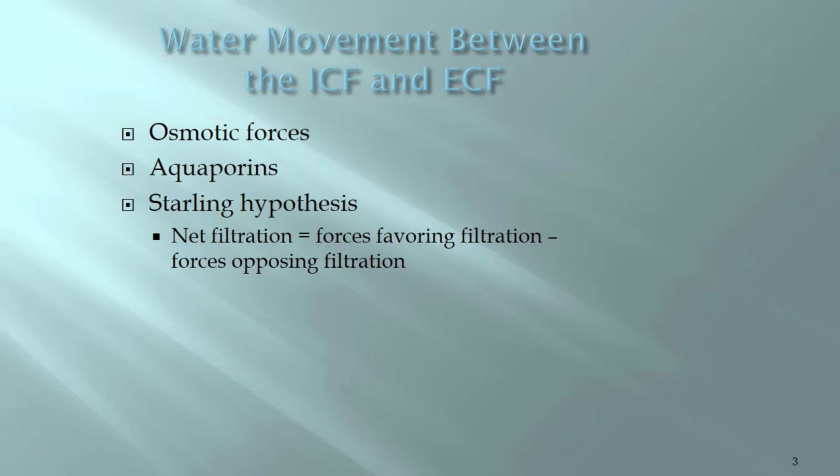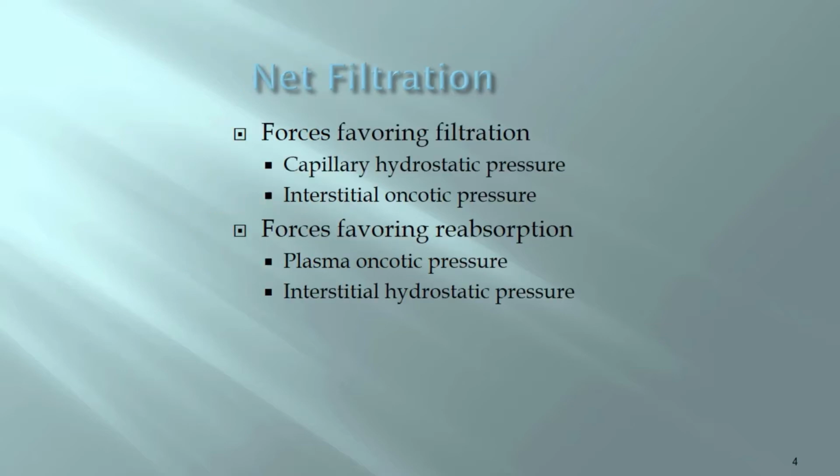So the Starling hypothesis, or another way to put this, the Starling law, is describing the concept of net filtration. Net filtration means where the fluid will move and how much fluid you will have in that compartment. So net filtration equals forces favoring filtration minus forces opposing filtration. This will show where the fluid will move. Starling hypothesis is talking about net filtration.